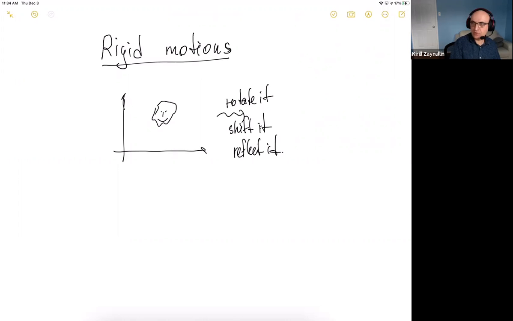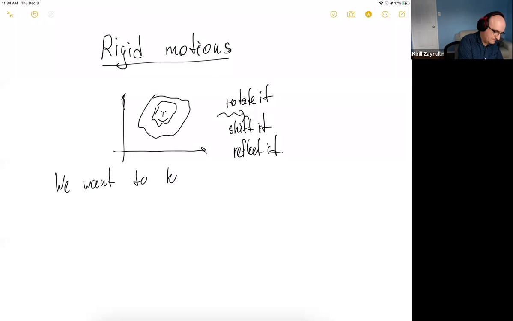So basically, what we want to do, we want to keep the distances between points on our plane, right? We want to keep distances and say configurations, angles, right?